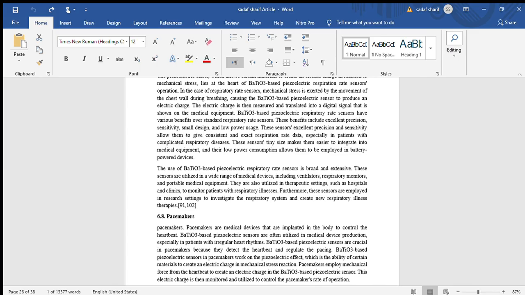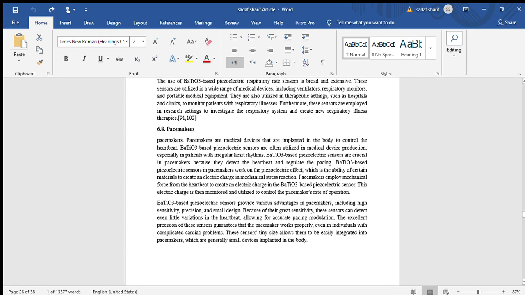The use of barium titanate based piezoelectric respiratory rate sensors is broad and extensive. These sensors are utilized in a wide range of medical devices, including ventilators, respiratory monitors, and portable medical equipment. They are utilized in therapeutic settings such as hospitals and clinics to monitor patients with respiratory illness. Further, these sensors are employed in research settings to investigate the respiratory system and create new respiratory illness therapies.